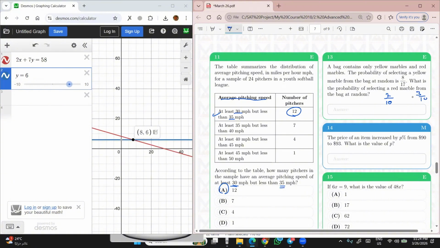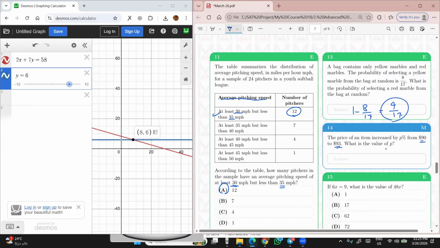How did you get it? You can say 1 minus 7 out of 10, 7 over 10. So because we have only these two options, yellow or red, the probability of getting the red is 1 minus the probability of the yellow. So 1 minus 8/17, which is equal to 9/17. That's our answer. Question number 14, the price of an item increased by P% from this to this.